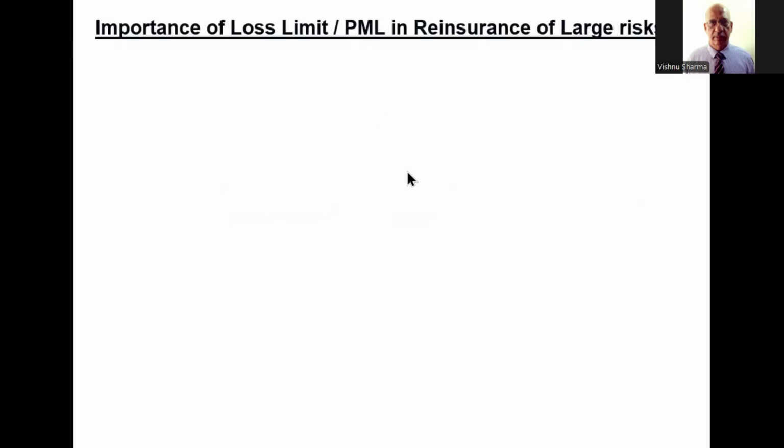PML is one thing, loss limit is a different thing. Many times the large portfolios, large clients, large insurance, large risks, are placed based on the loss limit selected by the insured. In absence of loss limit, the placement of risk becomes very, very difficult. Once the loss limit is opted, it becomes easy for the insurance companies to absorb the risk within India. Now let us see how it plays an important role.